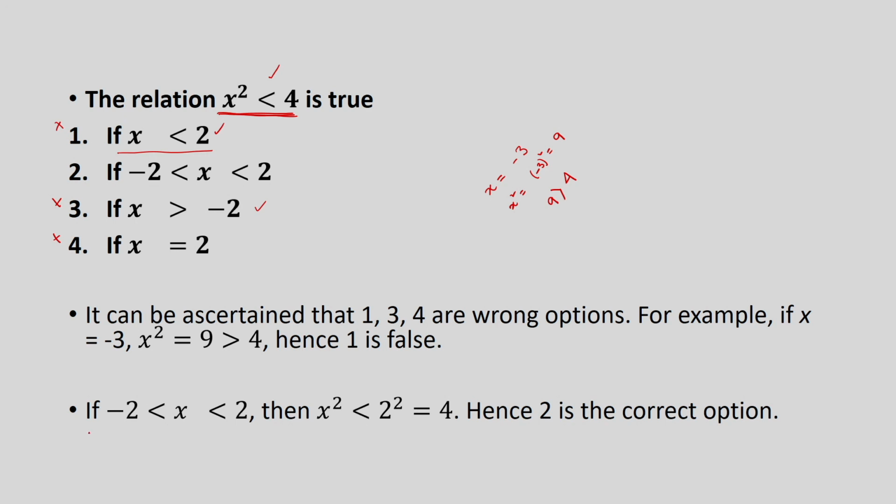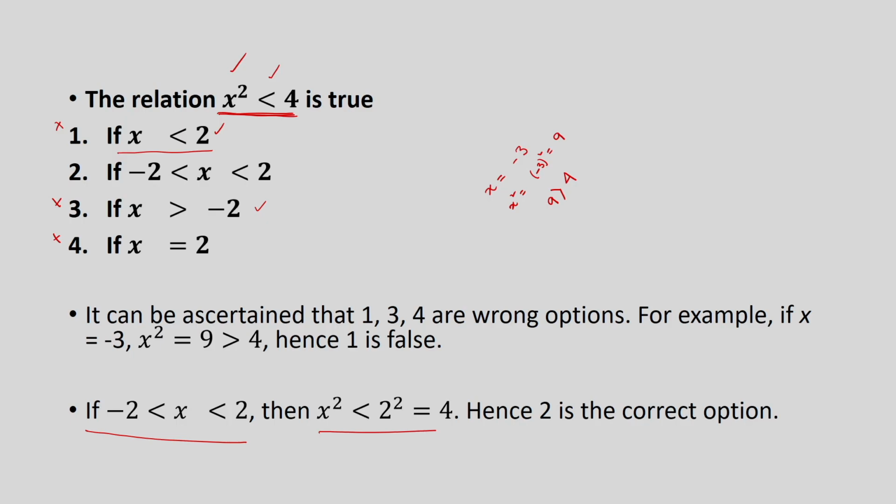What about the second option? If x lies between minus 2 and plus 2, then if you take the square of x, right, then that is less than 2 square. And what is 2 square? 2 square is equal to 4. So, that is x square is strictly less than 4, and that is what is given here, x square is strictly less than 4. Therefore, the second option is the correct option, right.